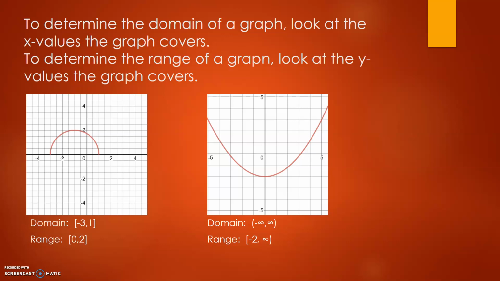Range is the y values or the outputs of a function. So when we look at a graph, these are the axis that runs up and down. So in the first graph, the smallest value used on the y-axis is 0, and it runs up to 2. So that range is 0 to 2. And on the second graph, it starts at negative 2 for y and continues to go up. So negative 2 to infinity.